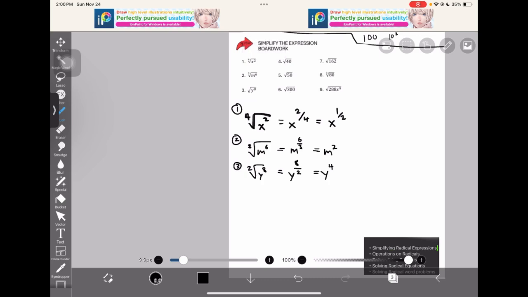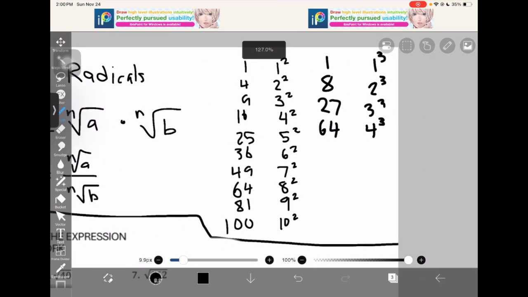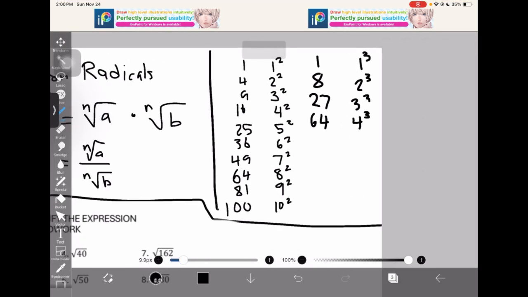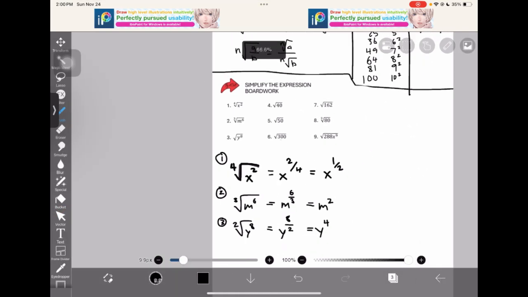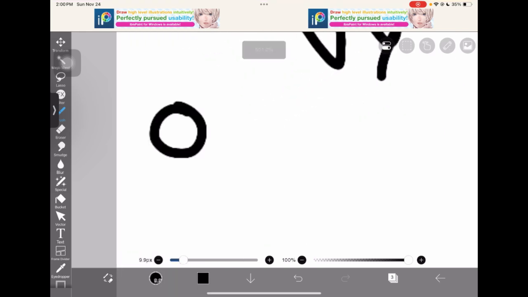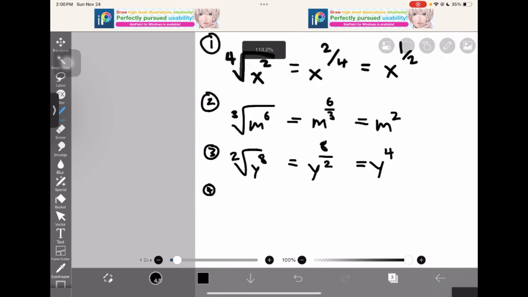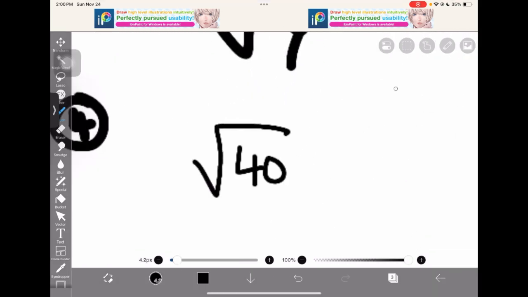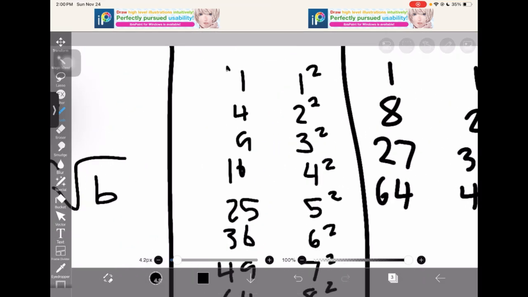Let's now move on to the ones where you have to take out something. And this will require us to know these numbers here. For now, let's just focus on the square numbers, not the cube numbers. Okay, let's start with number 4. Number 4 is the square root of 40. Now, we want to take a look at these numbers below 40. Do you see any number, other than 1, of course, that will divide 40 into an integer? The answer is yes, and that number is obviously 4.